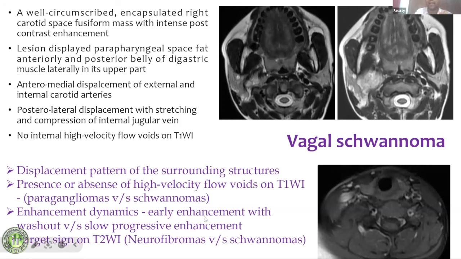And we have to look at the enhancement dynamics, whether it is an early enhancement with washout or a slowly progressive enhancement. And also, you have to look for any presence of a target sign on the T2-weighted image. That is classical of a neurofibroma. I will show a case.